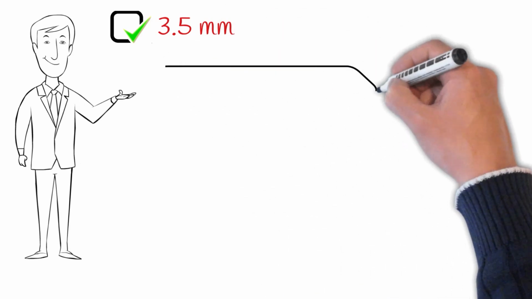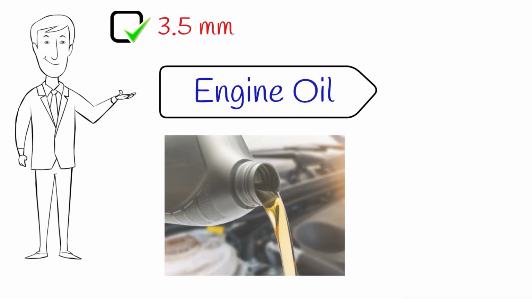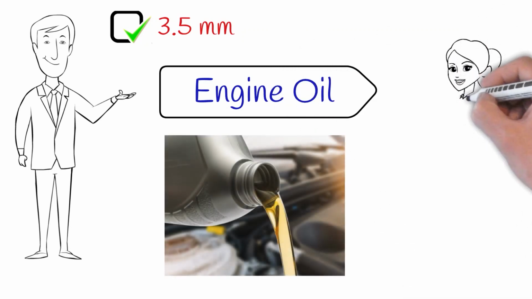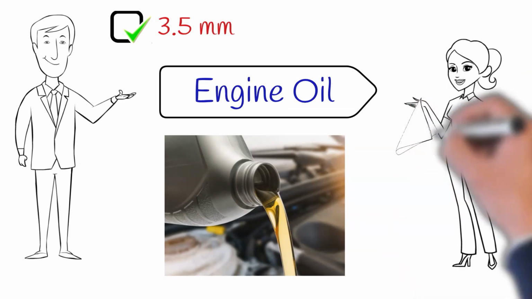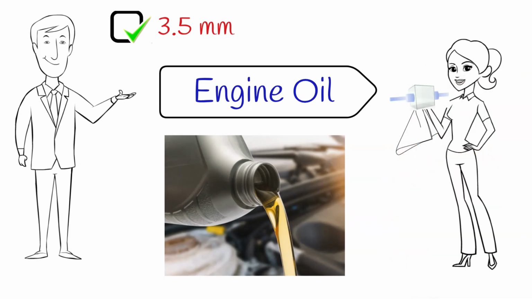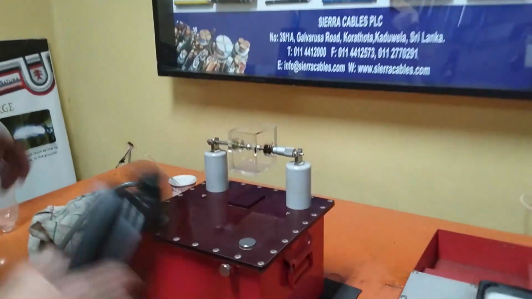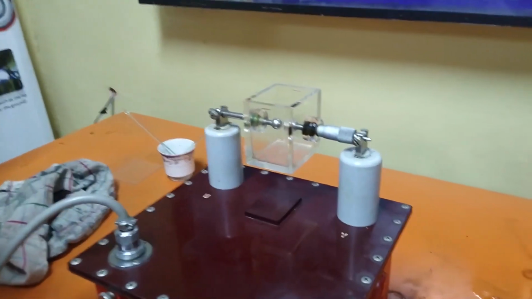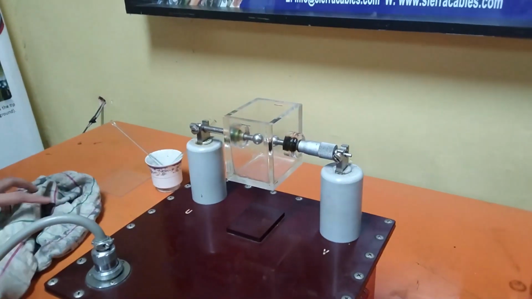Now we are moving on to the final oil sample. It is engine oil. But before filling up the new oil sample, don't forget to follow the steps of discharging the high voltage terminals and cleaning the glass container thoroughly. Okay, now let's continue the practical with the new engine oil sample. Alright, now we are ready to pour the engine oil into the glass container.